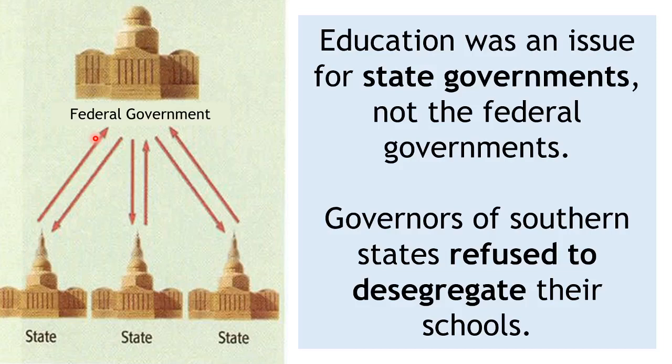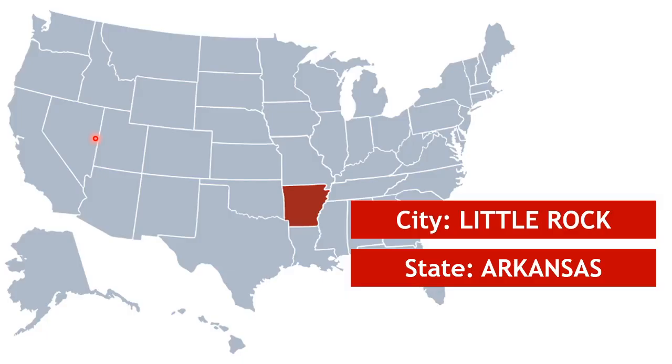So the NAACP and African Americans set about trying to force the governors of southern states to desegregate the schools. This was going to be a long and difficult process, but it reaches a climax in this event called the Little Rock Nine. Let's deal with the Little Rock thing first.